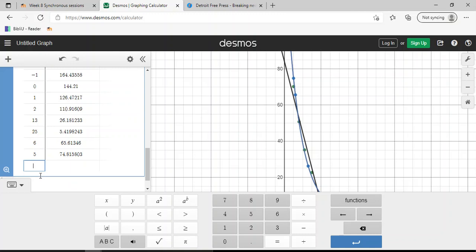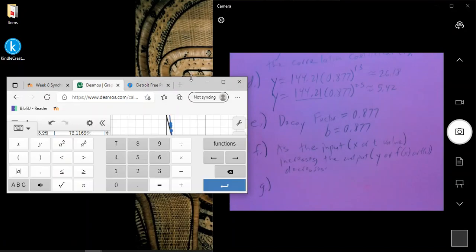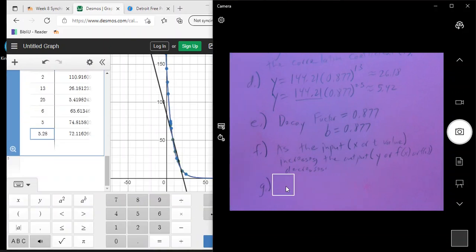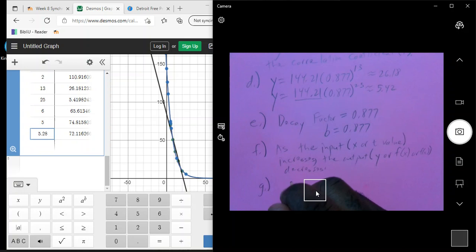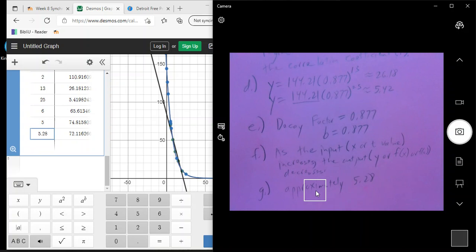So let's try 5.3. That's a little bit off. So let's try 5.29, and that's 72.02. That's 5.28, and that's about 72.11 or 72.12. So we should go with 5.28. So here we should have approximately 5.28. And that's basically it. I don't know how to get rid of this little box here, but that's basically it for problem number 2. Did you all have any questions from problem number 2?